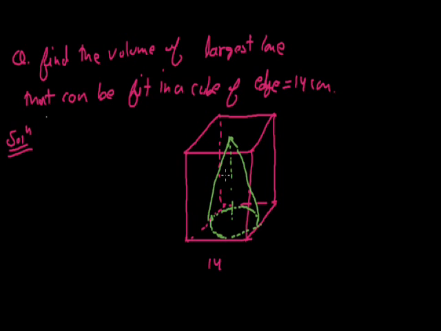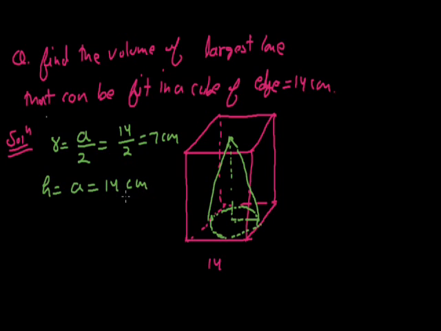So in this way our cone is formed. From this figure, the radius of the cone is the side divided by 2, that is half of the side of the cube. So 14 by 2, that is 7 centimeter. Now what about the height? The height of the cone is equal to the side of the cube, that is 14 centimeter.